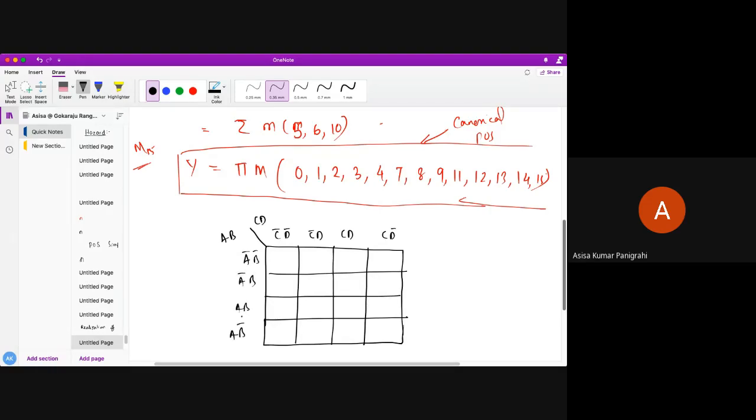These are the things, and we know the minterm positions: 0 1 2 3 4 5 6 7 8 9 10 11 12 13 14 and 15. So these are my minterm positions.